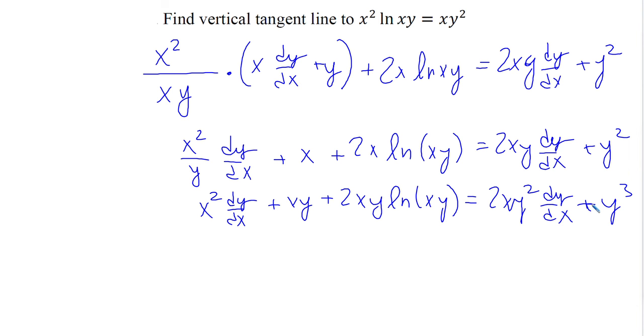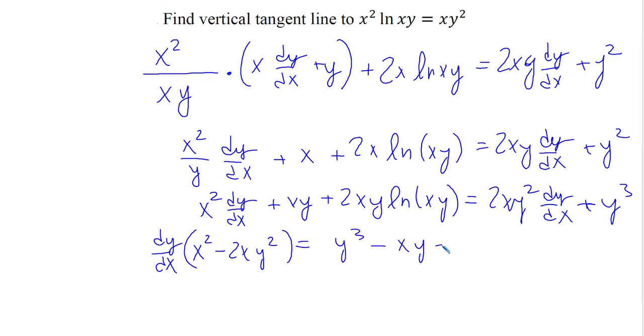And now we'll bring all the dy/dx's, let's say, to the left side. It doesn't really matter. So we'll have x squared minus 2xy squared times the dy/dx is equal to y cubed minus xy minus 2xy ln of xy.